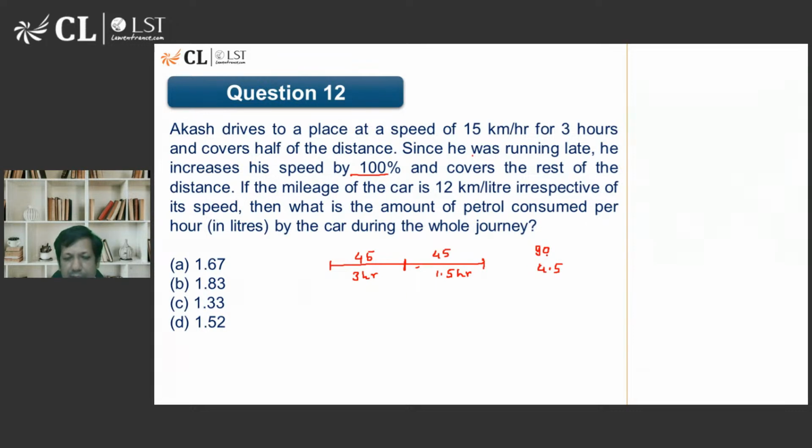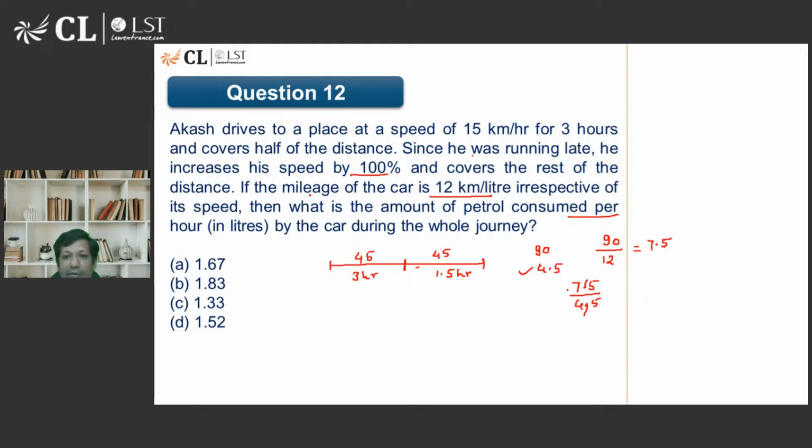And that's what the question is saying. If the mileage of the car is 12 kilometers per liter, okay, so for 90 kilometers, how much petrol is it going to take? So 90 divided by 12, that comes out to be 7.5. Okay. Then the amount of petrol consumed per hour. Okay, so total 7.5 liters is consumed in how many hours? 4.5 hours. So it means how much per hour? That is going to be 7.5 divided by 4.5.